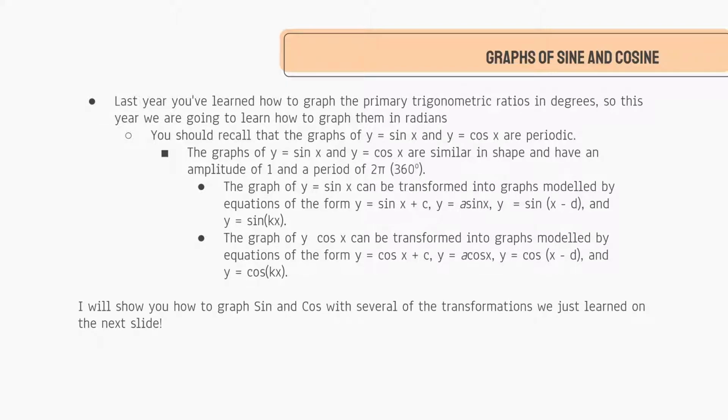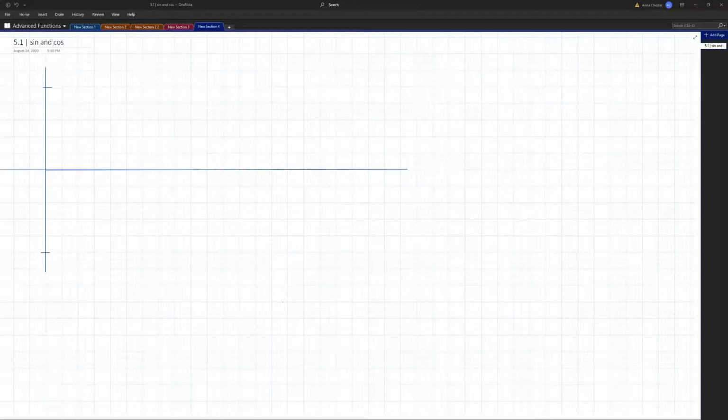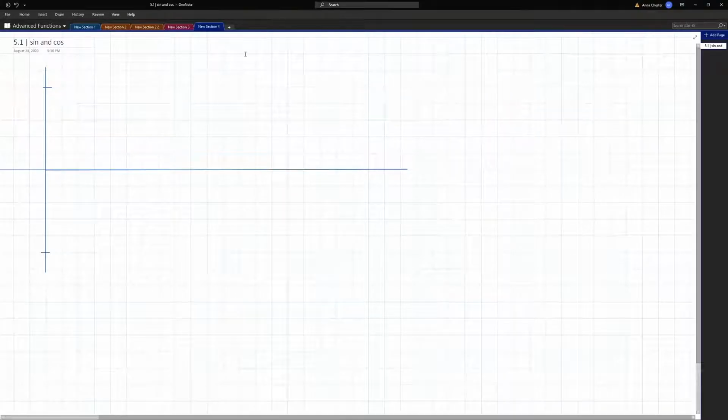Now, this exact same process applies to the cosine functions, which is why I'm not going to go over them. However, I will now show you how to properly graph sine and cos while applying several of these transformations. Okay, so let's get started.